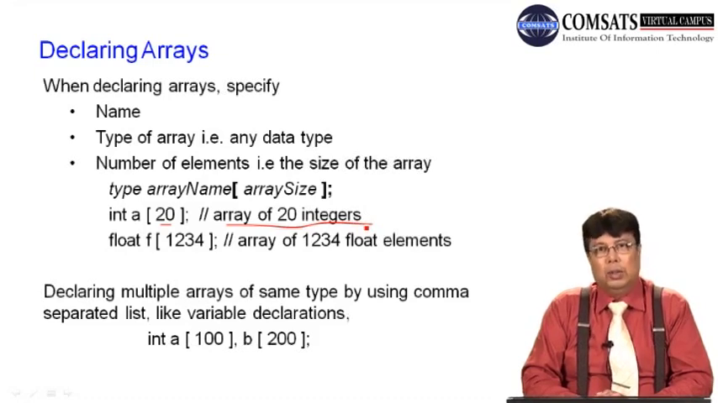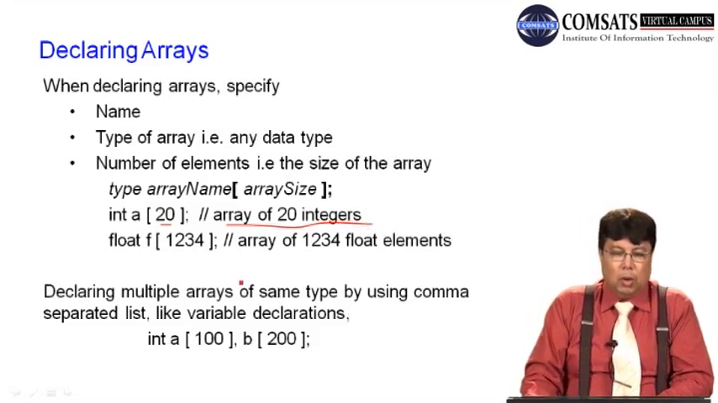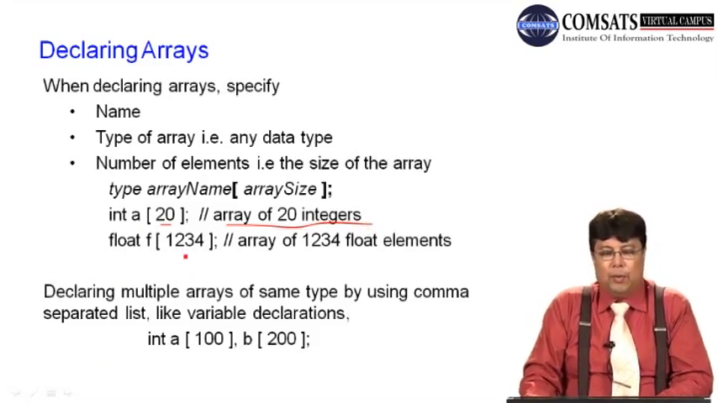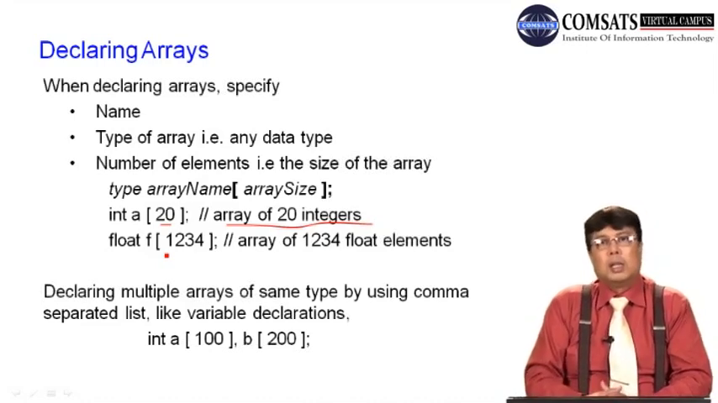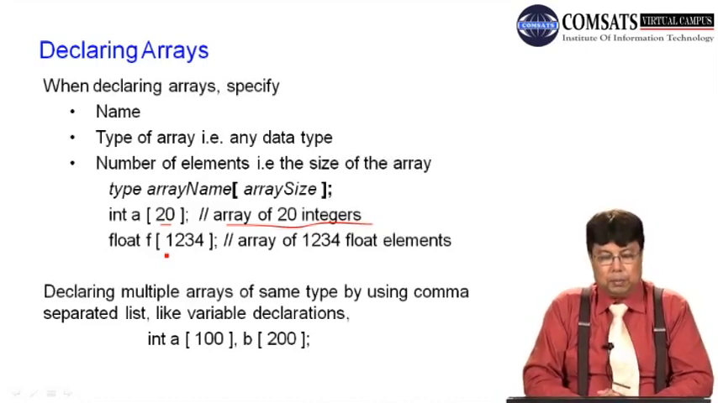1 integer value. Okay, so if we declare float f[1234], it means this is an array for which each element is float, and the total number of elements is 1234. Here each element should be of integer, and here each element should be of float, and this is very important. That's why it is called homogeneous. Homogeneous means similar data type.